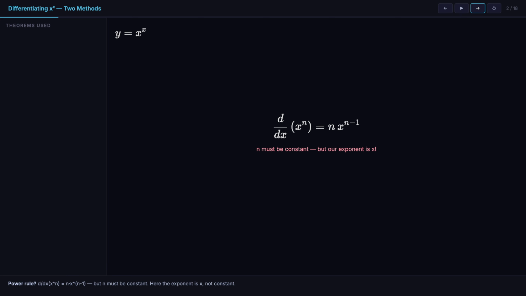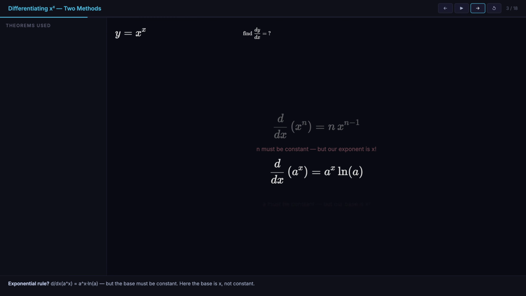At first glance, you might try the power rule. d dx of x to the n is n times x to the n minus 1. But that only works when the exponent is a constant. Here the exponent is x, so this rule doesn't apply.